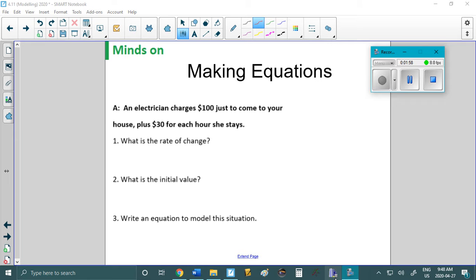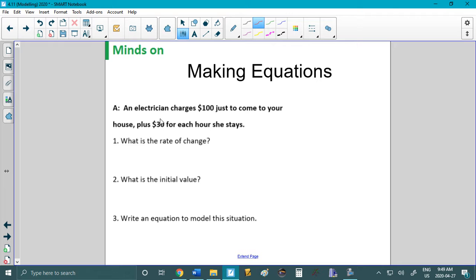An electrician charges $100 just to come to your house, plus $30 for each hour. So we need the rate of change. It's either 30 or 100, and then we need the units. So which one of these is initial value? 100. So this is the initial value. It's $100. So we know the rate of change is going to be $30, but we need one more unit. We've got dollars. We also need hours, so per hour. Okay, so the initial value is 100. That's the cost, right? So this is a cost problem.